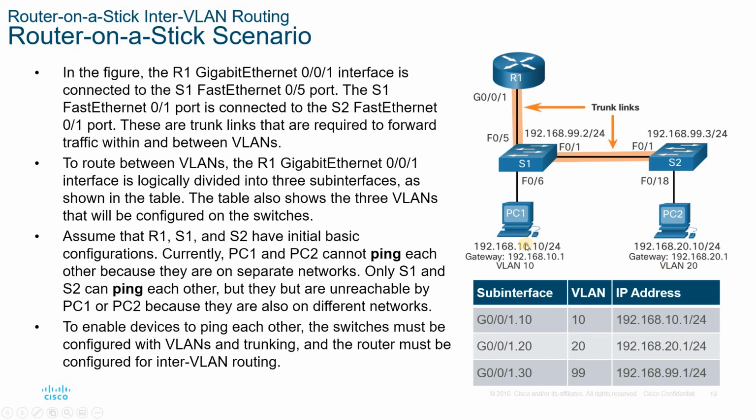So, mangyayari niyan, kapag kailangan mag-usap ng PC1 and PC2, even though they are members of different VLAN groups, ibabato yan kay R1. Okay? So, si R1, since meron siyang record of all the VLANs that is existing on your network, siya na yung bahalang mag-route. Kaya nga we call it inter-VLAN routing.